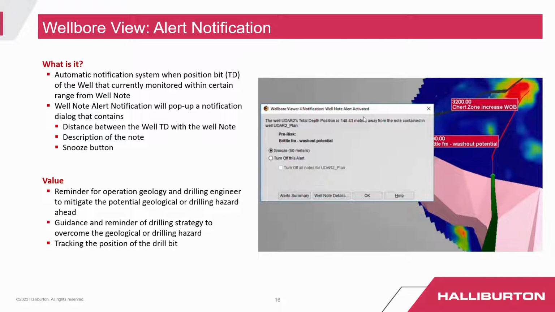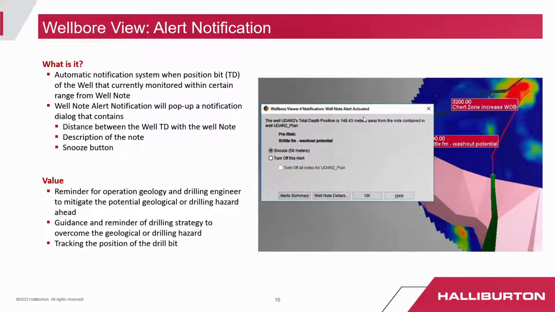Wellbore View Alert Notification is an automatic notification system that will be triggered if the total depth of the well you currently monitored is within a certain proximity range of well notes. When the TD of the wellbore exceeds the proximity radius set, the alert notification will be triggered, and you will see a pop-up dialog showing the distance of your drill bit to the well notes, and descriptions of the well notes. Having the well notes interpreted around the wellbore and an automatic alert system will help Operations Geology to track the position of the bit.